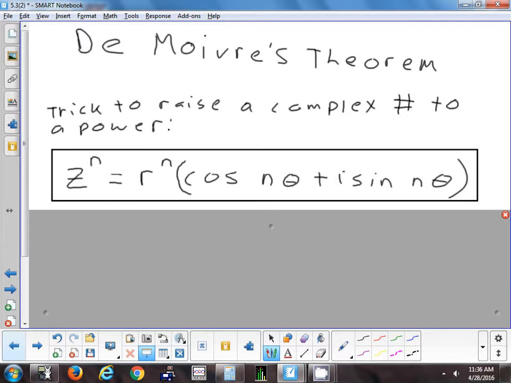So the trick, if you want to raise a complex number to a power, you raise the radius to the power. Okay, that's step 1. Raise your radius to the power and multiply your angle by the power. And that's it. You're going to raise your radius to the power and multiply your angle by the power.